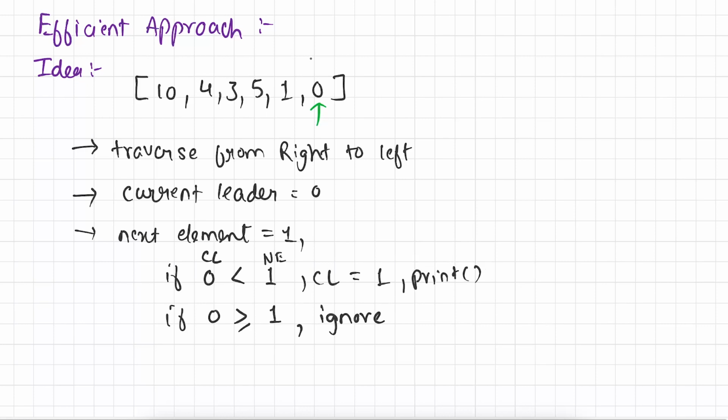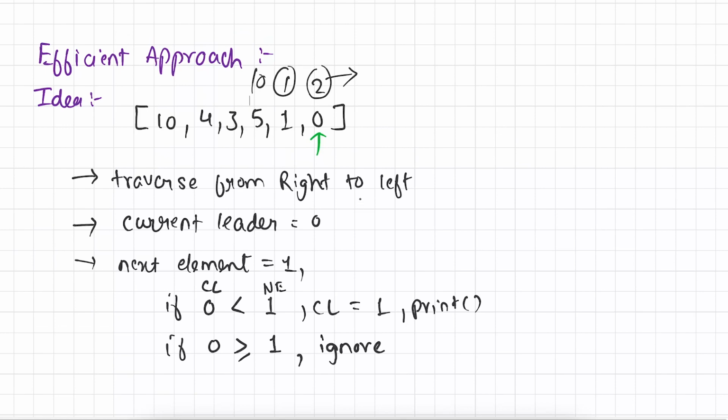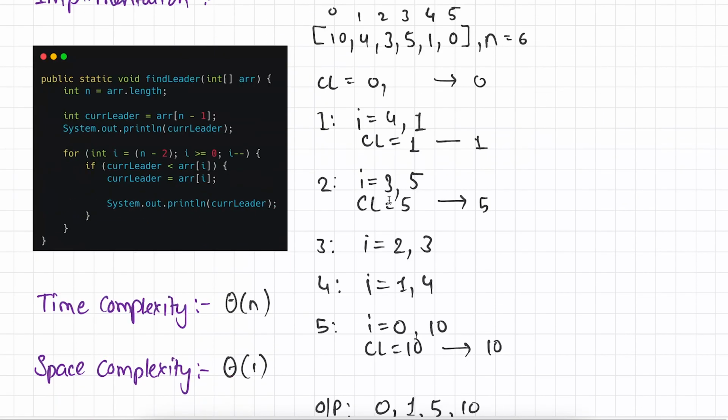Let's say we have numbers like this: 2, 1, 0, and 2 is our current leader. Then when we move to this number, we can say that 2 is greater than this number. So in this case, we just have to ignore it, because 2 remains our leader till 0. So this is our efficient approach and we are going to follow this process to solve this problem. Now let's see the implementation of this efficient approach.